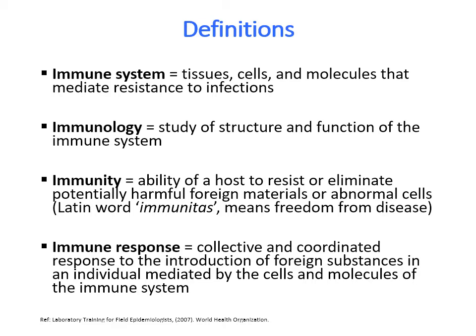Let's start with the definitions. The immune system is a complex network of cells, tissues, organs, and the substances that they make that helps the body fight infections and other diseases. Immunology is the study of structure and function of the immune system, which allows us to know how the body fights disease and infection.